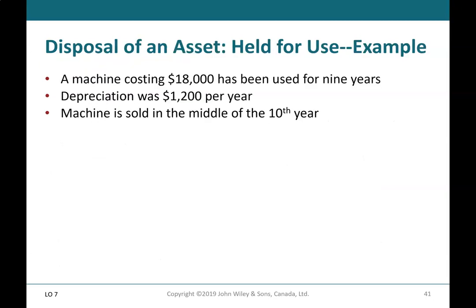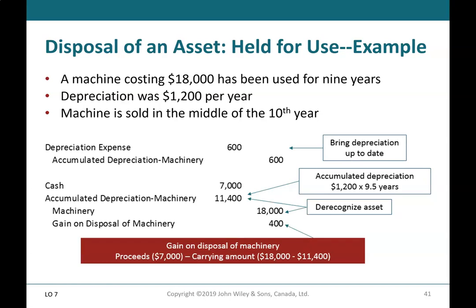Disposal of an asset held for use example. A machine costing $18,000 has been used for 9 years. Depreciation was $1,200 per year. The machine is sold in the middle of the 10th year. So you would record depreciation expense $600, credit accumulated depreciation machinery $600. This brings the depreciation up to date.